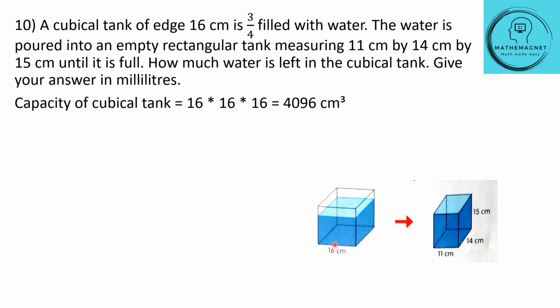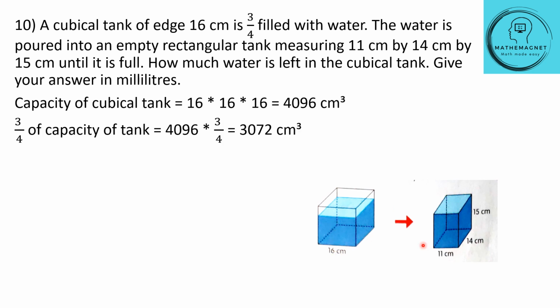To find that, first let us find the capacity of the cubical tank, which is 16 into 16 into 16, which is 4096 centimeter cube. That is the full capacity of the cubical tank, but it is only having 3/4 of its capacity. So which means that is 3 by 4 into 4096, which is 3072 centimeter cube of water is what is there in this cubical tank.